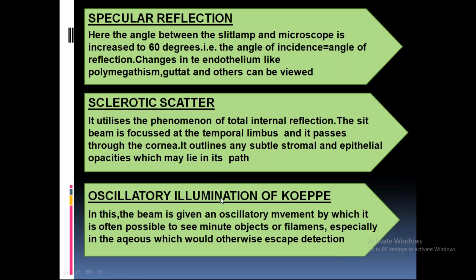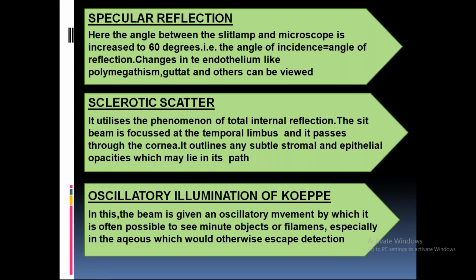Oscillatory illumination of Vogt. In this, the beam is given an oscillatory movement by which it is often possible to see minute objects or filaments, especially in the aqueous, which would otherwise escape detection. This is used for detecting any changes in the aqueous humor, particularly in uveitis. You can see the Tyndall's phenomenon.